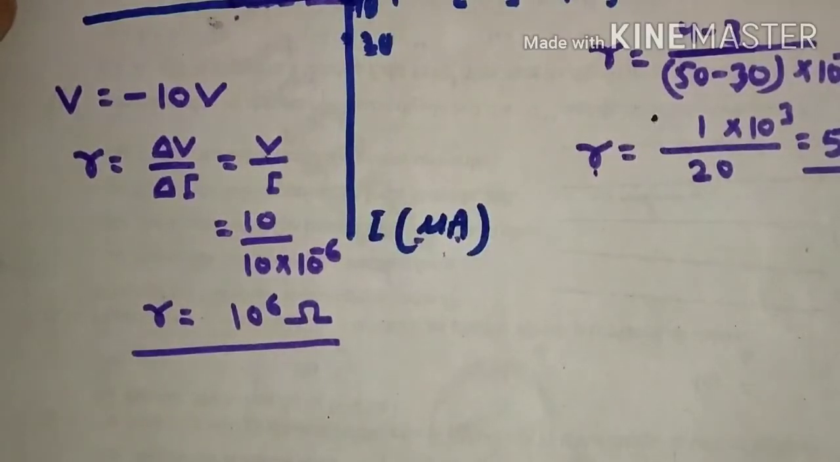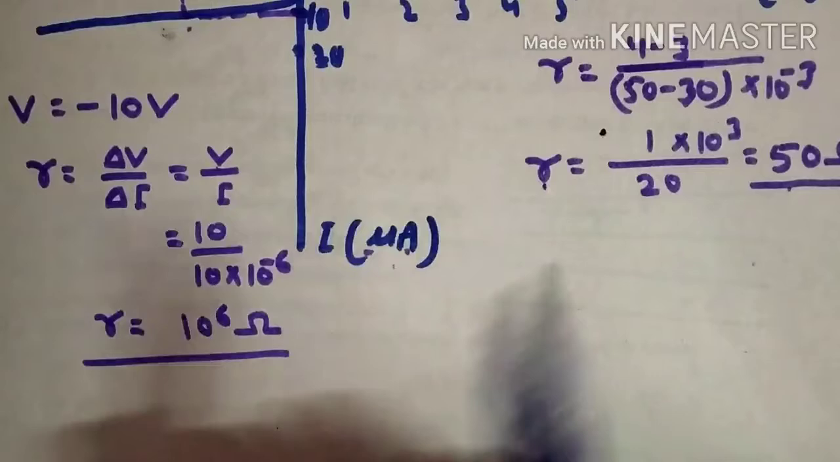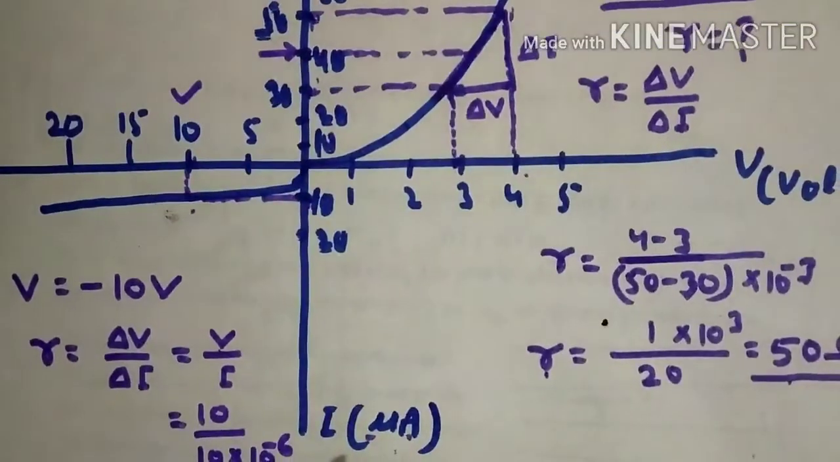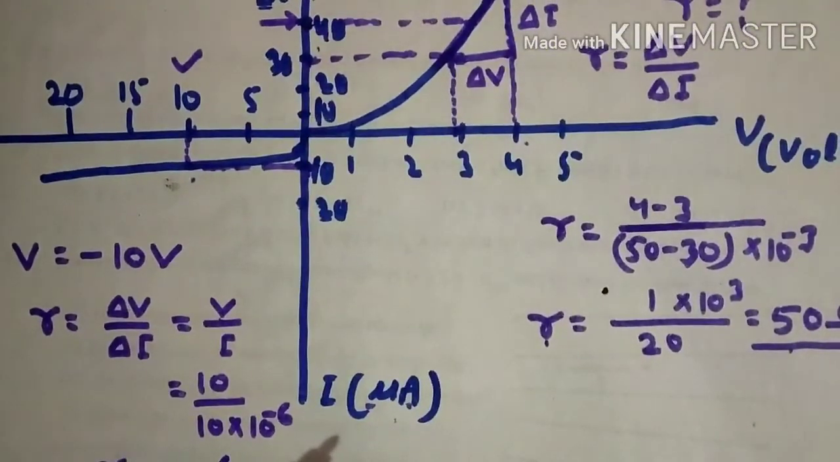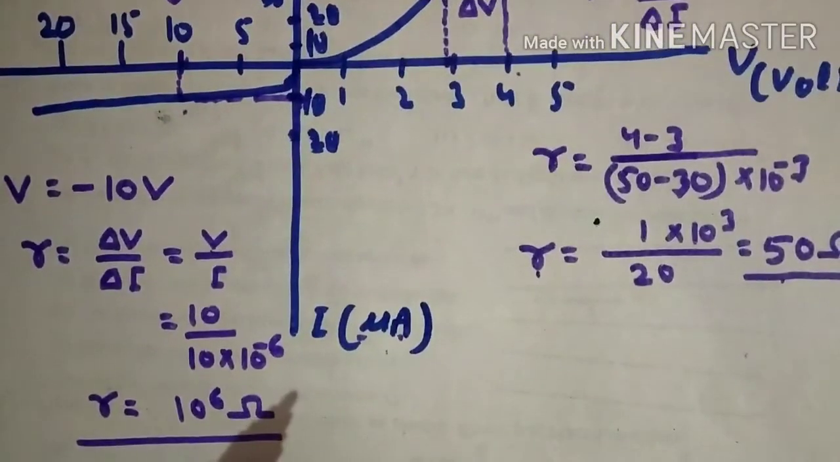So that we had discussed when we were studying the characteristic, that in reverse biasing the resistance is high and in forward biasing resistance is very low. So this is how, using the characteristic curve, we can calculate the resistance offered by the diode.